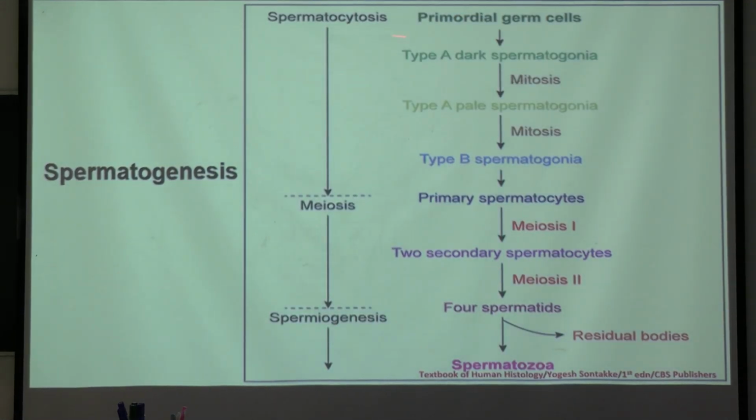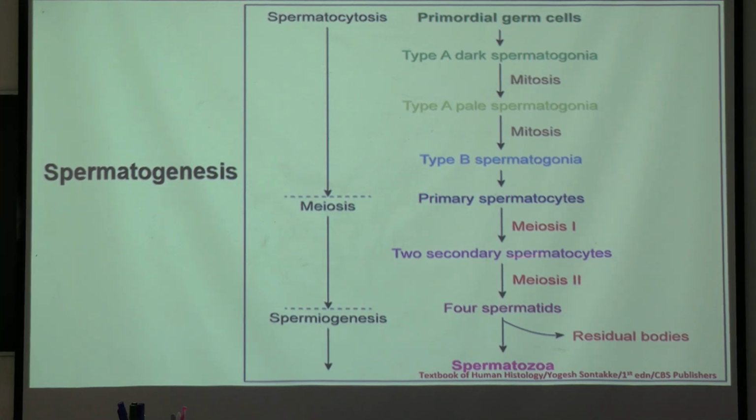This is the process of spermatogenesis. This part is spermatocytogenesis, here is the meiosis, this is spermiogenesis. Primordial germ cells develop into type A dark spermatogonia. Mitosis occurs, type A dark to type A pale spermatogonia. Then type A develops into type B spermatogonia via mitosis. Then here meiosis occurs, a reduction division. So from 2N you get 1N, diploid to haploid, into primary spermatocytes.